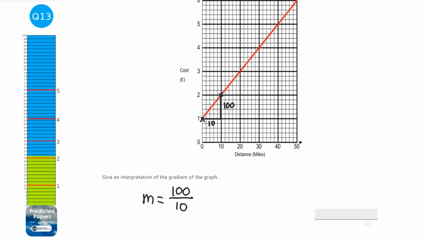Now, some students have that the wrong way around because coordinates work the other way around. You go along the corridor and up the stairs. With gradients, how far you go up or down over how much you've gone right. So that's going to be 10.